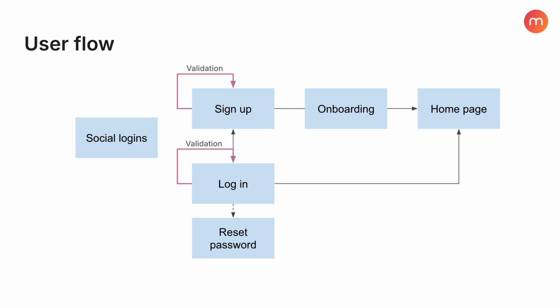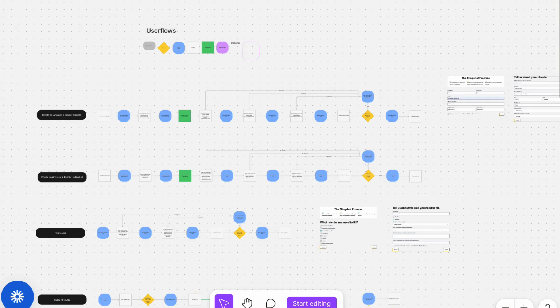There's also the possibility of social logins and the need to reset your password if you forget it. So something that seems simple actually involves quite a few different steps and paths. That's what makes user flows so valuable. They show us all the possible routes a user might take, including errors or loops back to earlier screens. When we document user flows, we focus on the main journeys that our product needs to support.